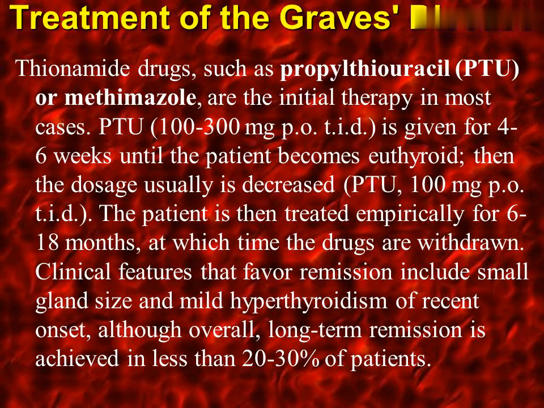Treatment of the Graves' disease. Thionamide drugs, such as propylthiouracil, PTU, or methimazole, are the initial therapy in most cases. PTU, 100 to 300 mg PO TID, is given for 4 to 6 weeks until the patient becomes euthyroid, then the dosage usually is decreased. PTU, 100 mg PO TID. The patient is then treated empirically for 6 to 18 months, at which time the drugs are withdrawn.